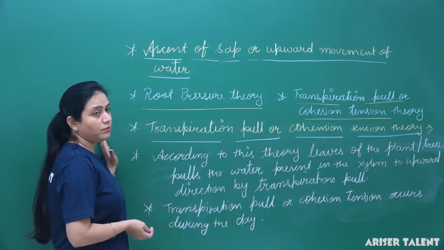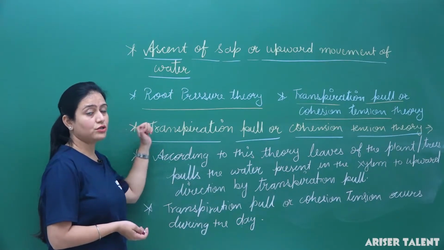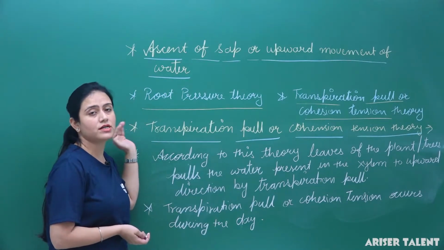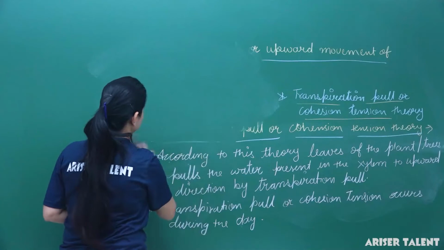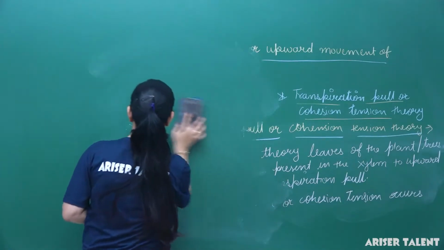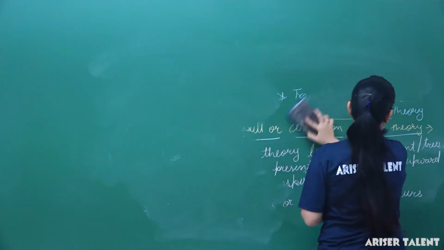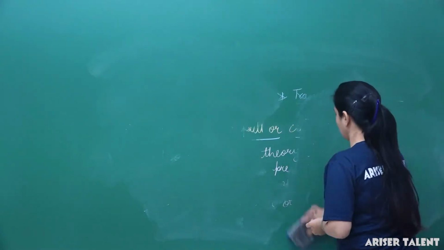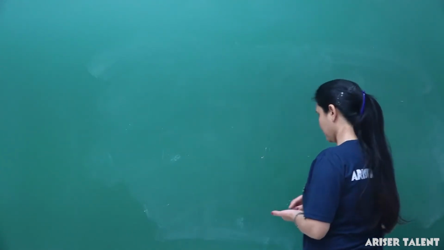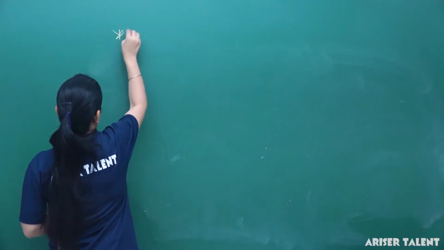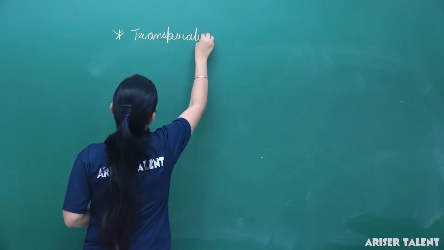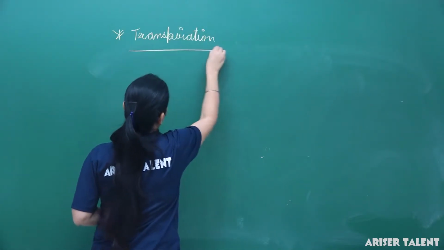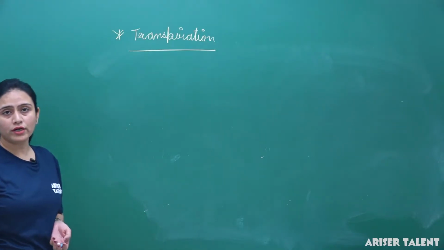Next, we are going to talk about the third step of transportation of water and minerals, that is transpiration. Now, what is transpiration? Transpiration means loss of water from the leaves in the form of water vapor.